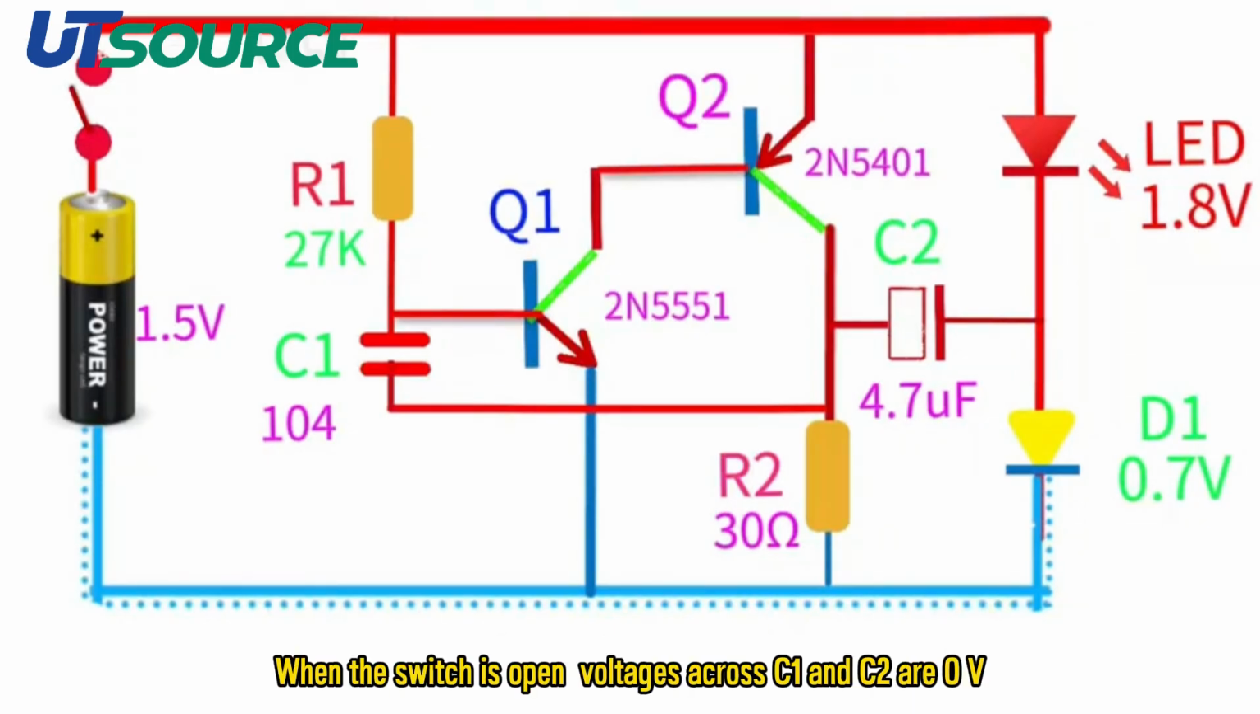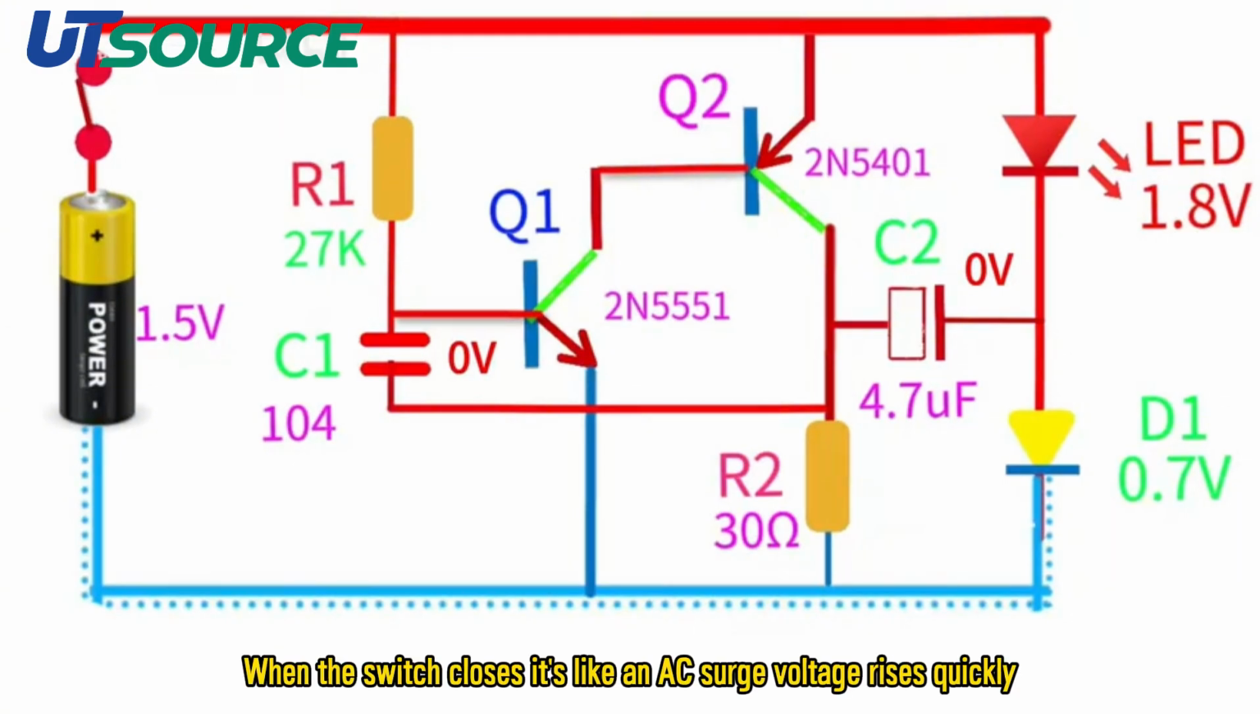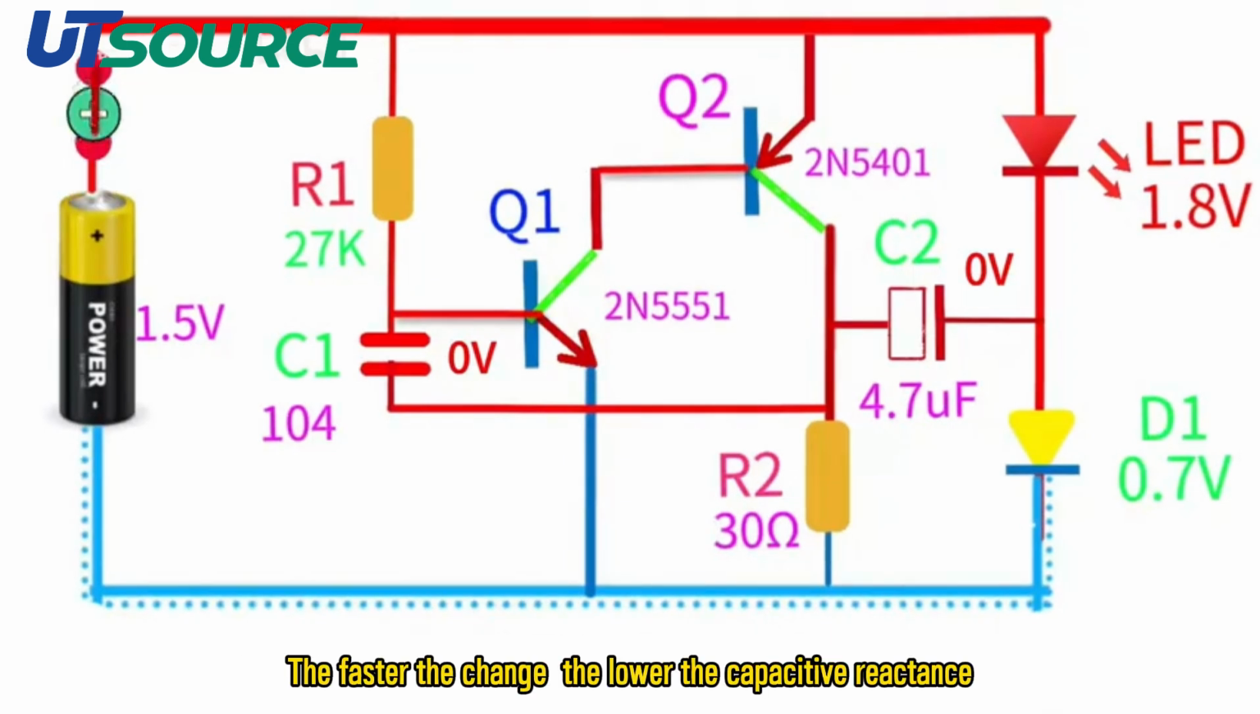When the switch is open, voltage across C1 and C2 is 0 volt. When the switch closes, it's like an AC surge, and voltage rises quickly. The faster the change, the lower the capacitive reactance.